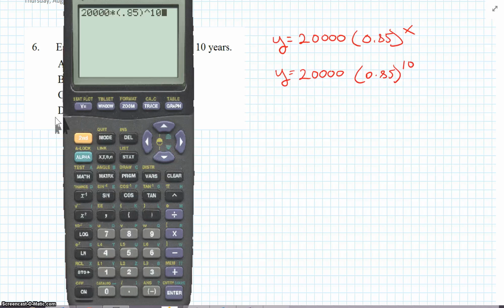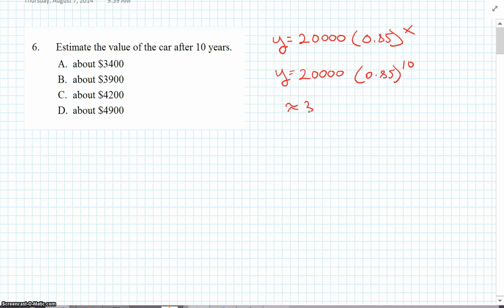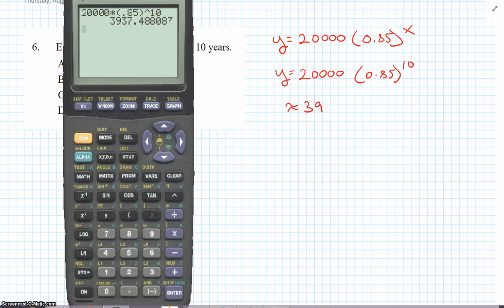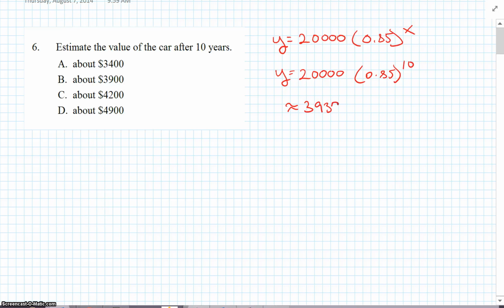So what we're saying is the initial price was $20,000. We have an 85% value, or a 15% depreciation, and we're doing it for 10 years. So it's going to be around $3,937. So about $3,900. Okay.